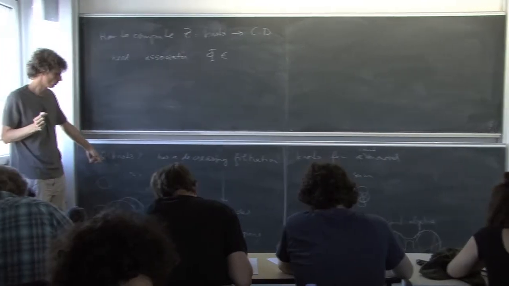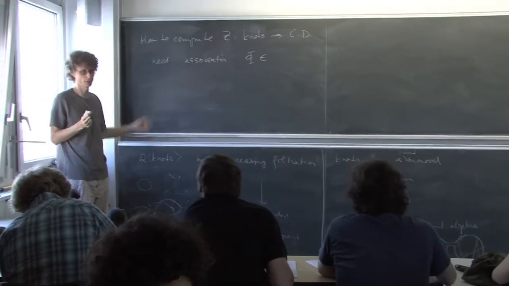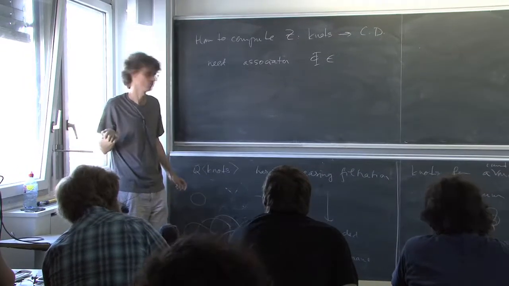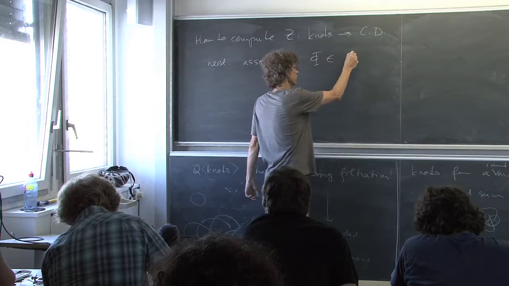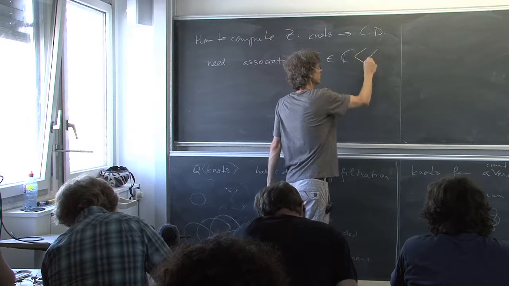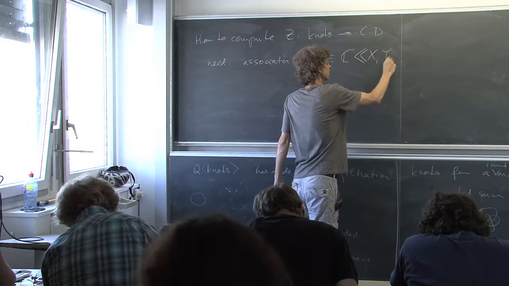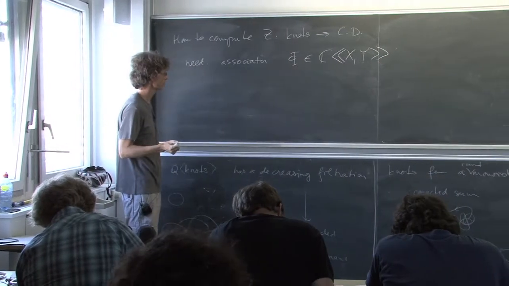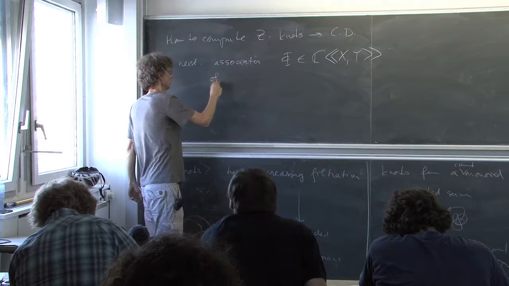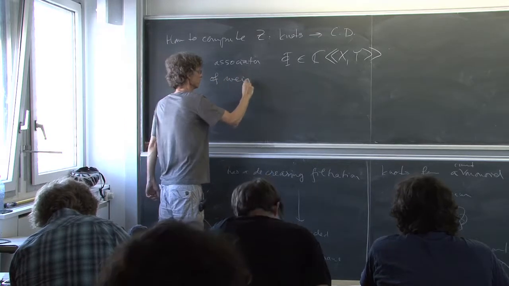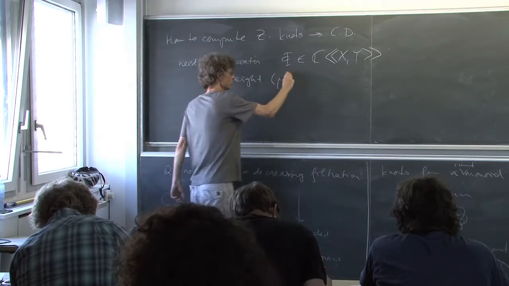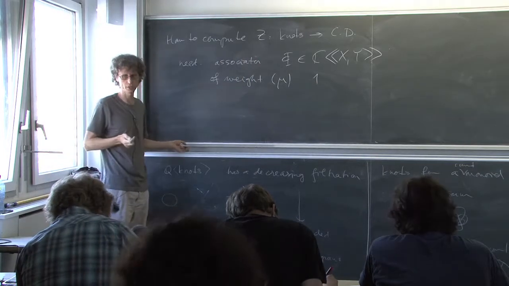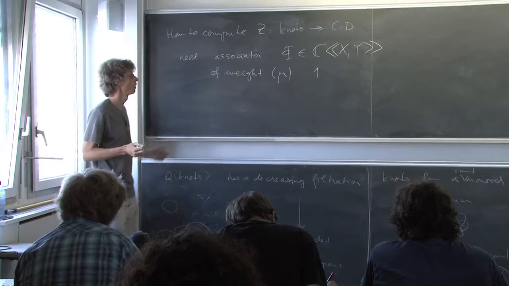So here I wrote Q, then possibly we should take the associator with rational coefficients, but whichever. It might be, say, with coefficients in C, it doesn't matter. X, Y, say of weight, so that was this thing which I called mu, equal to 1 to normalize things. Let's do it this way.